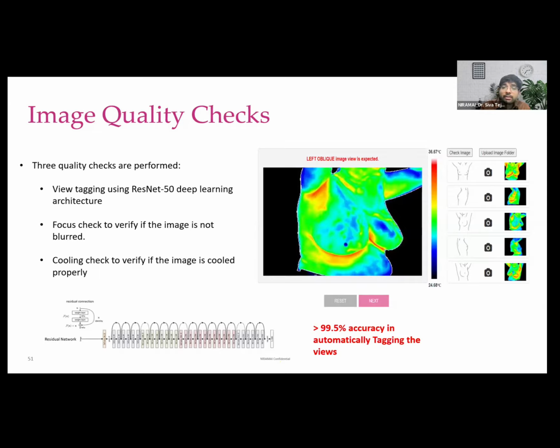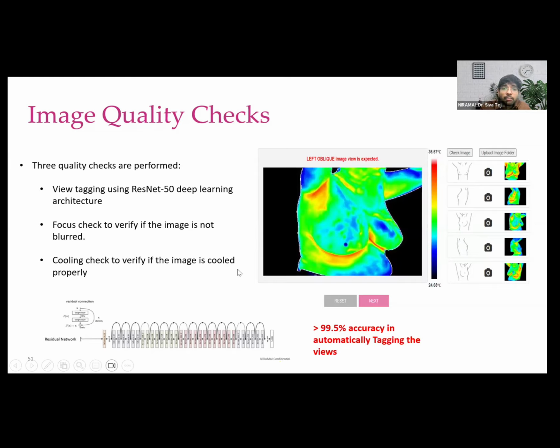So in order to avoid this, we trained a deep learning model, which is inspired from ResNet, and we were able to classify, given an image, what the view angle is, right? Which class it belongs to out of these 5. So the accuracy is as high as 98, 99%.